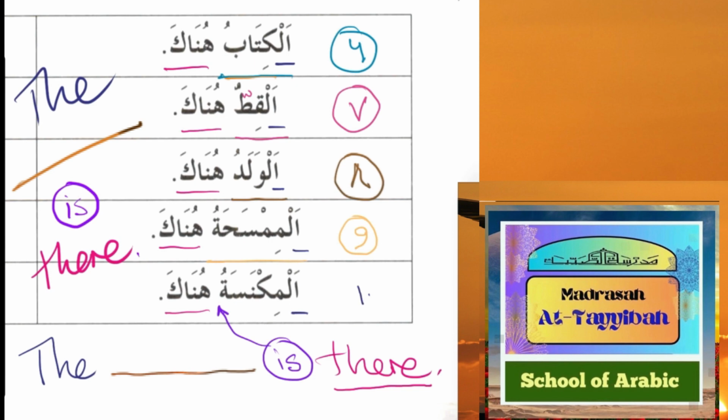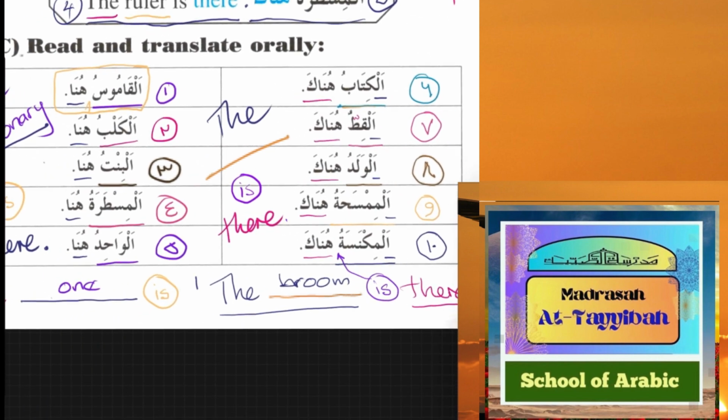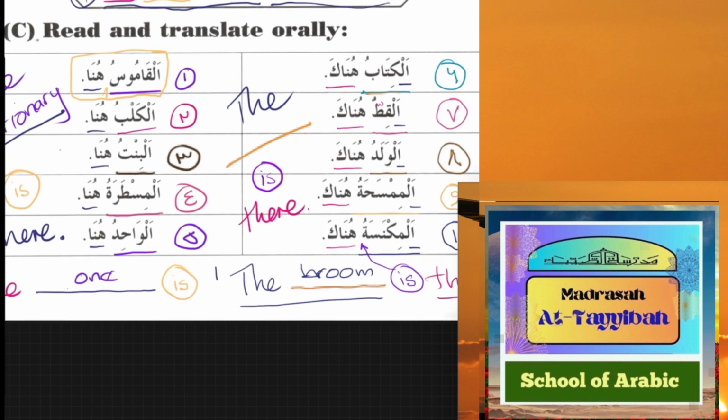And finally, عشرة, number 10, al-miknasatu هناك. Al-miknasatu, the broom. The broom is there. Right, so I hope you understand these structures.